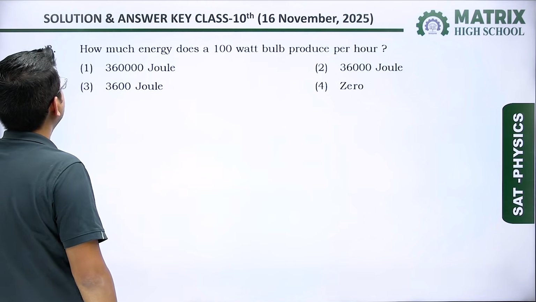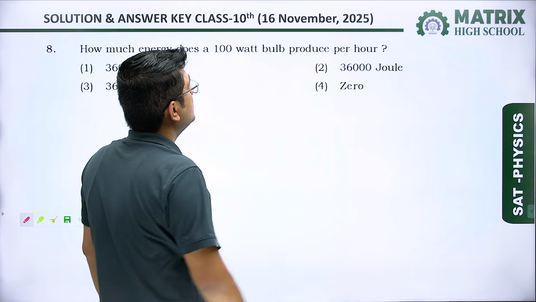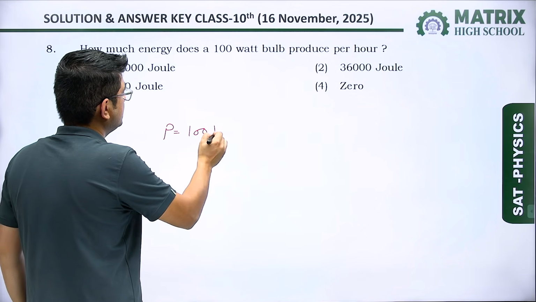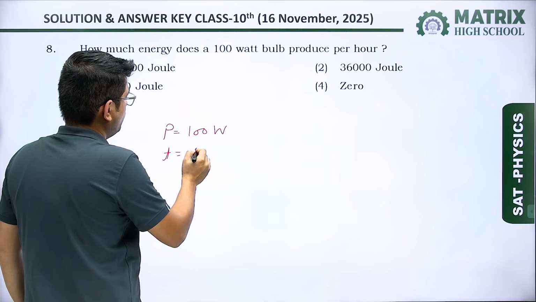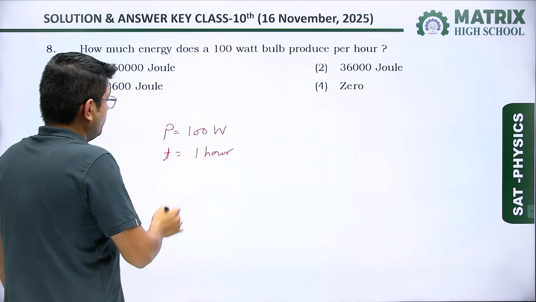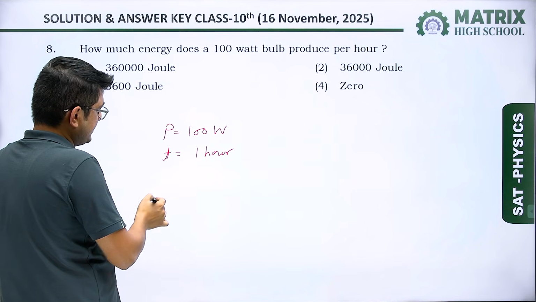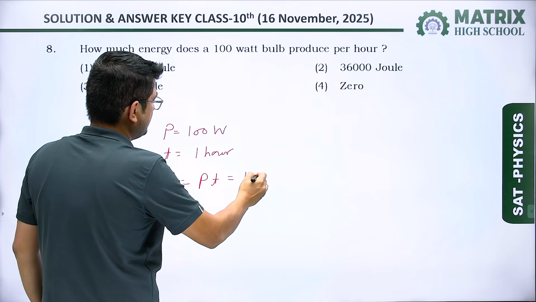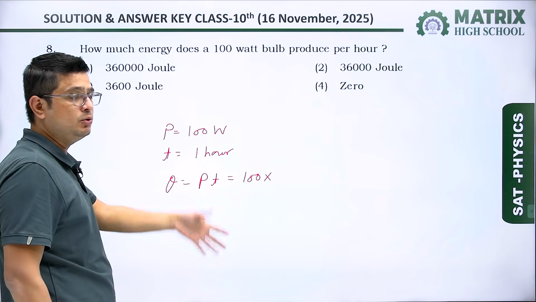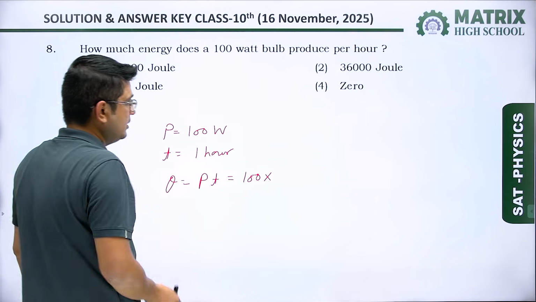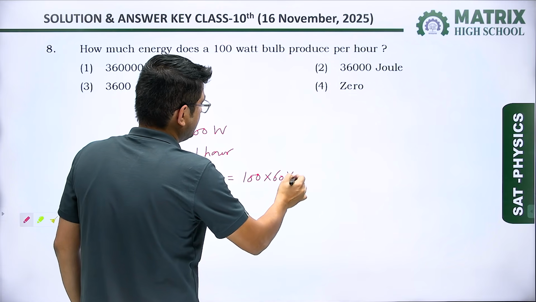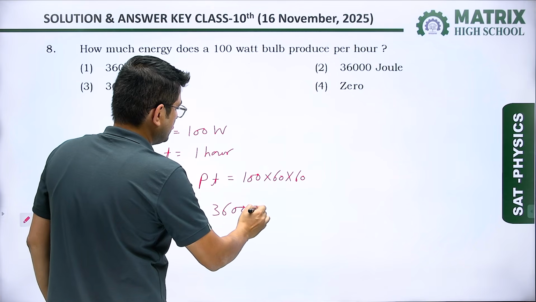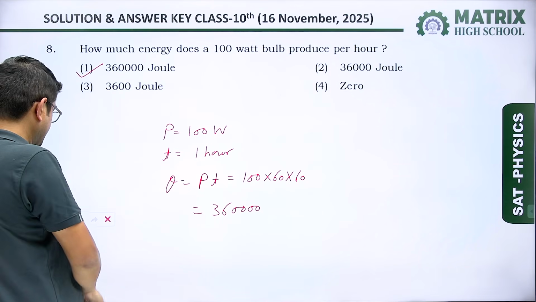Question number 8. How much energy does a 100-watt bulb produce per hour? So the power is given here 100 watt and the time is given here 1 hour. So we have to calculate the energy. So let's say the energy Q is equals to P into t, that is 100 multiplied by, now we have to convert 1 hour into seconds, because answer is given in joule. So it becomes 60 multiplied by 60, which is equals to 360000. That means option A is our correct answer.